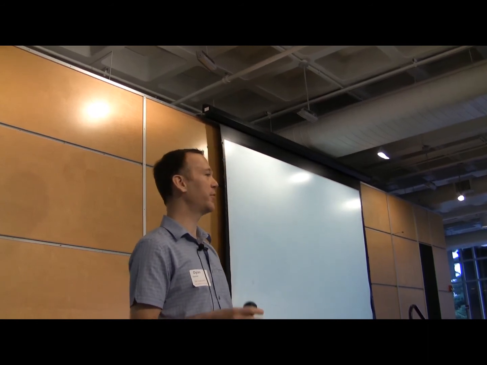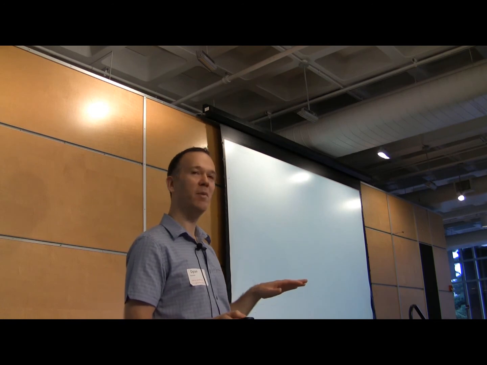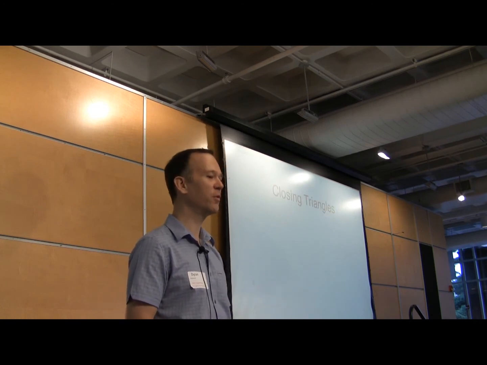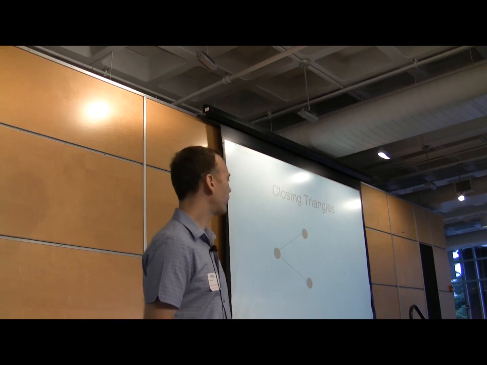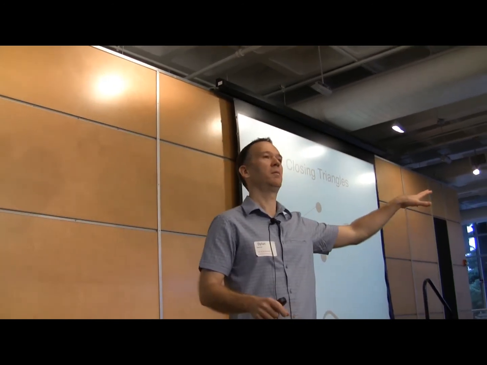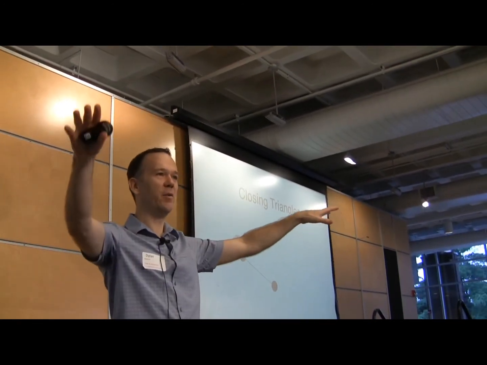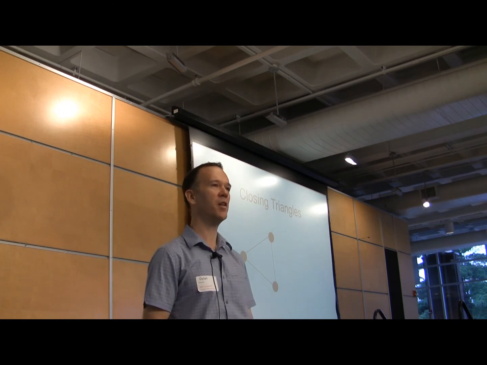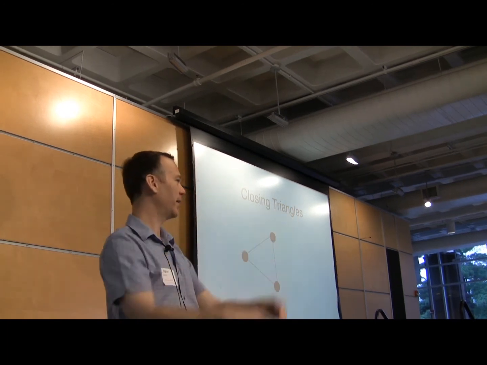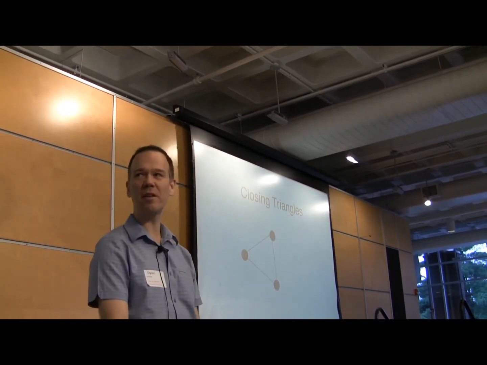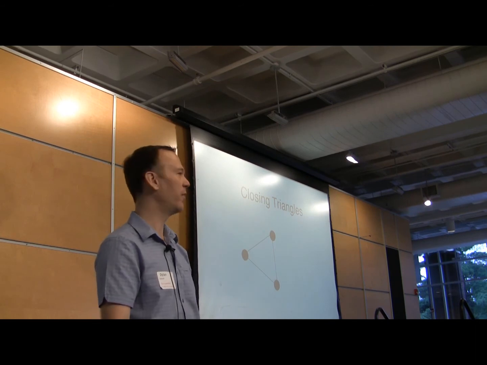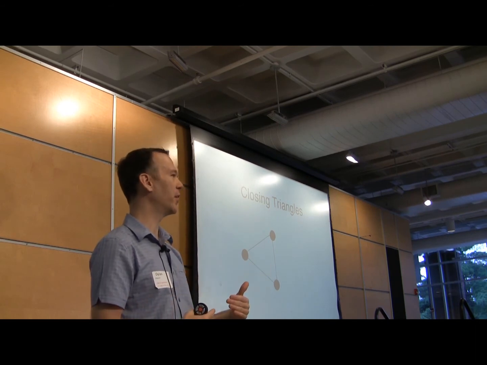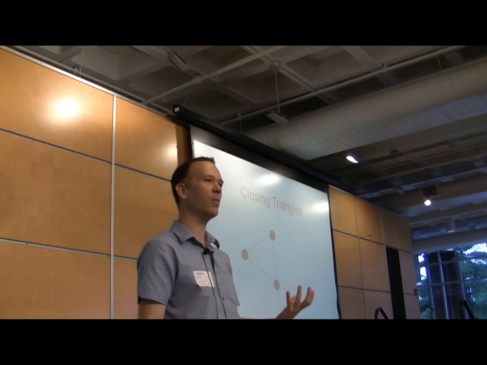So one simple way just to start building networks for yourself is to close triangles. So if you know someone, and you also know another person, and you think it might be useful for them to know each other, you can just introduce them and help them know each other, especially if you think they're like-minded, or if you think they could have something to offer each other. That's just one simple way to start building a network.